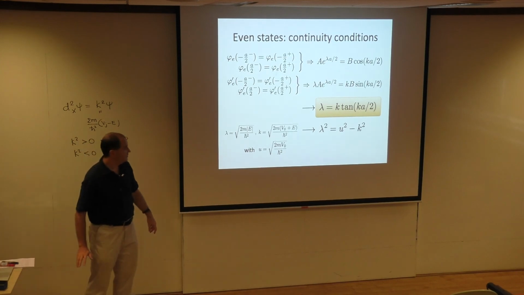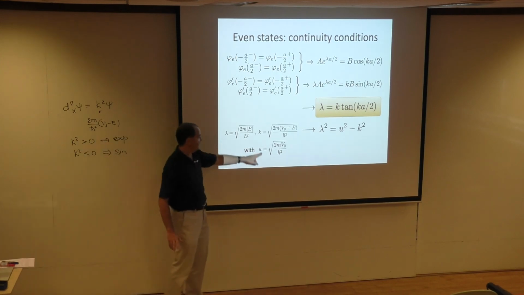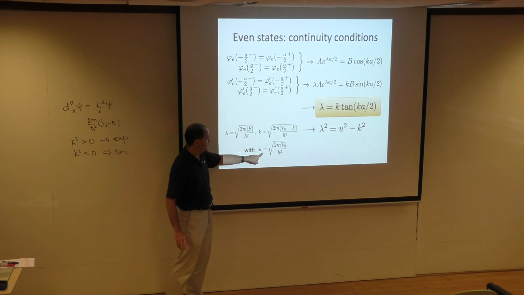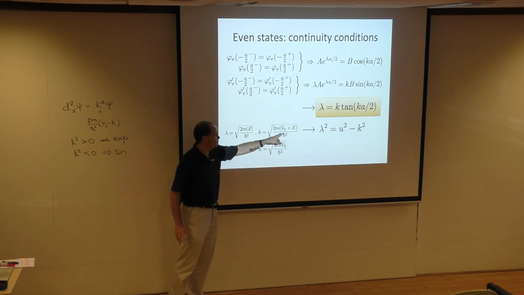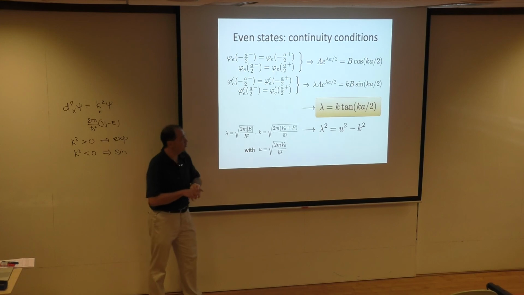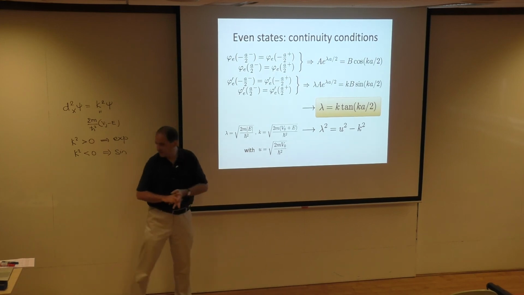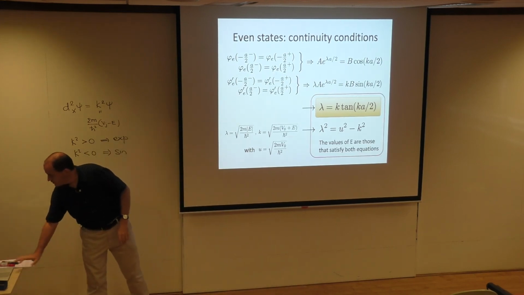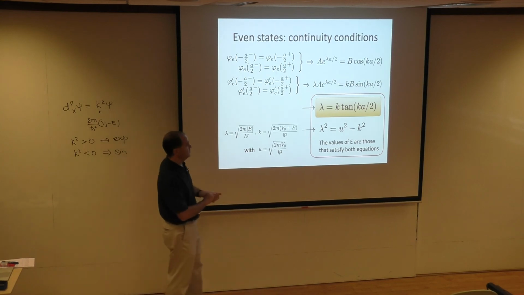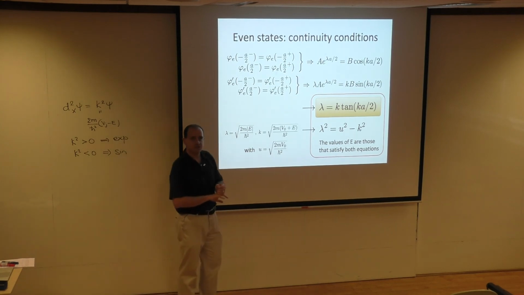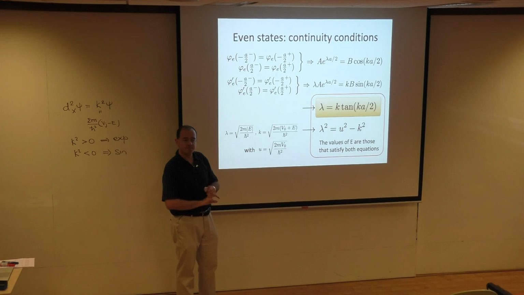Okay, that's what I said. Remember, lambda and k are given by that. If I write u as the k of the potential, I get lambda squared equal to u squared minus k squared. And these are the conditions under which the energy is a possible eigenvalue.